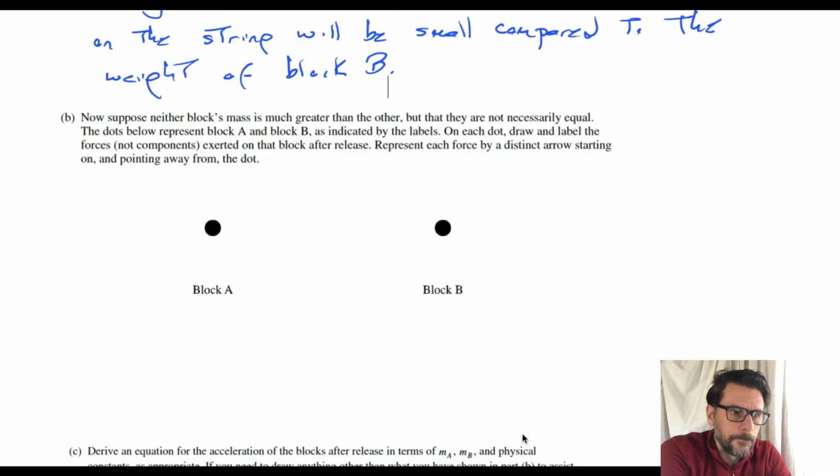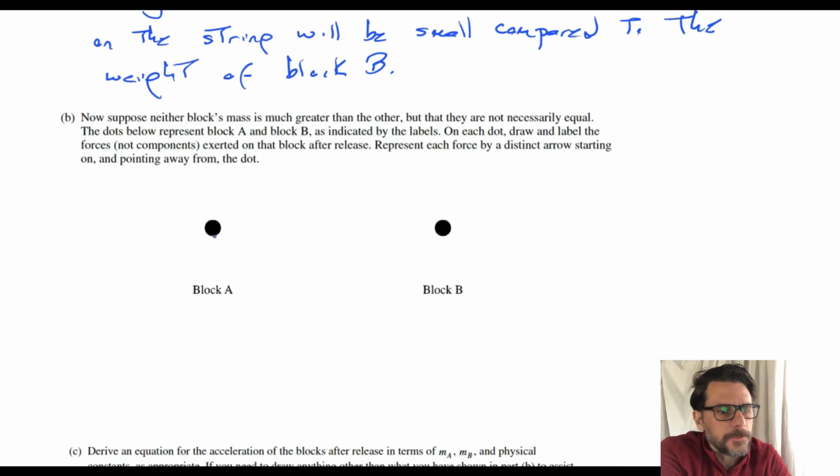Okay, now part B. Now suppose neither block's mass is much greater than the other, but they are not necessarily equal. The dots below represent block A and block B, as indicated by the labels. On each dot, draw and label the forces, not the components, exerted on that block after release. Represent each force by a distinct arrow starting on and pointing away from the dot. Okay, which are the forces acting on each of the blocks?